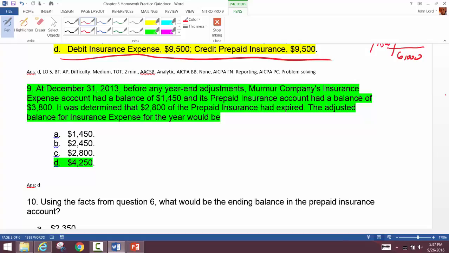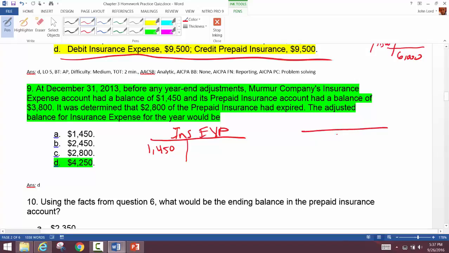The insurance expense account had how much? Insurance expense was sitting here showing $1,450, wasn't it? Okay. And then what? Then they looked at, and they had a prepaid insurance. Different accounts, right? One's the expense, the other is the asset, prepaid insurance. They are not the same thing, right?